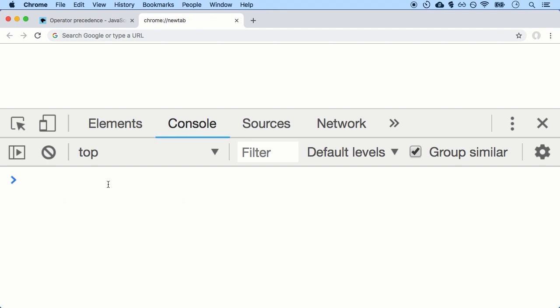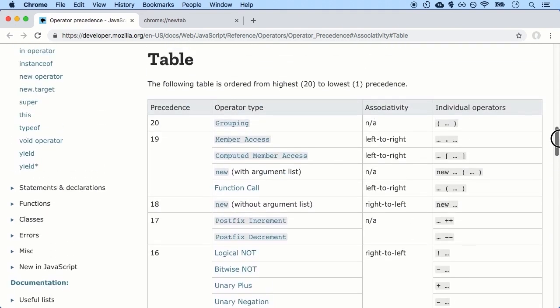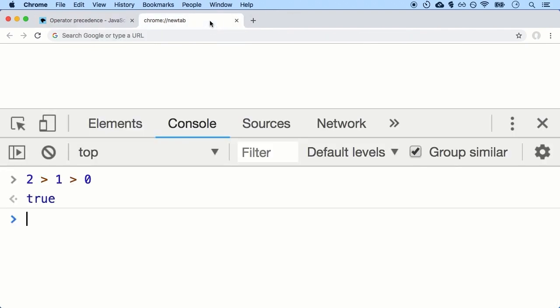Let's say I have 2 is greater than 1 is greater than 0, and the result is true. So it's going from left to right. If I look at the greater than sign in the table, here it is, and it says left to right. So it's going to first take this value, process it, and then take whatever the resulting value is and compare it with 0. And that's why it gets true.